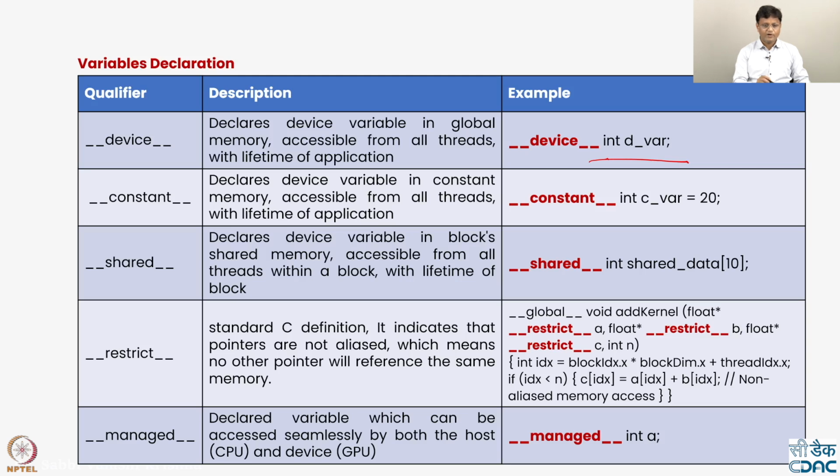Next qualifier is the constant. Whenever we declare any variable with the constant qualifier, that variable will be declared in the constant memory, and the value of this variable will be accessible from all the threads with the lifetime of the application.